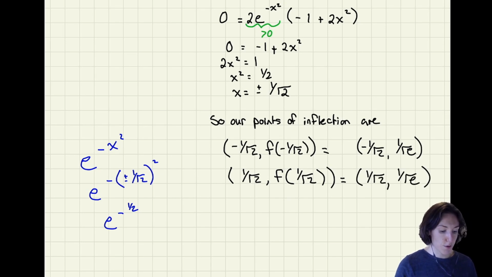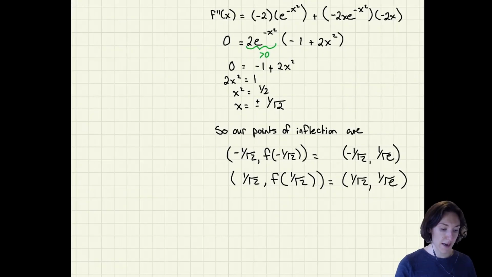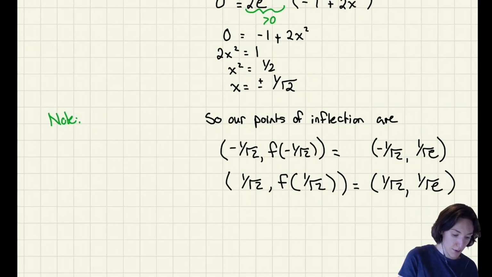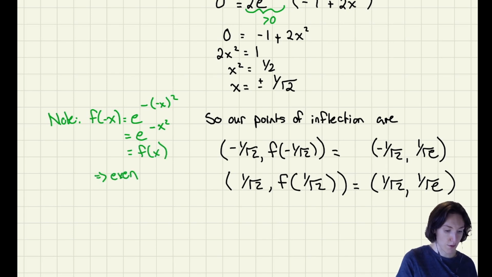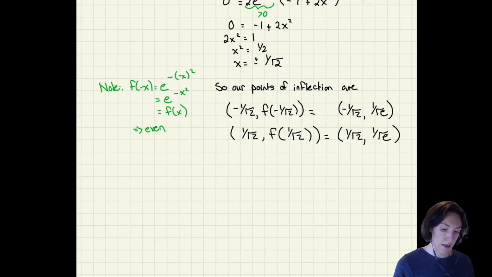And for those of you who talked about even or odd functions in high school, notice that we're seeing the symmetry again. Okay, so if we actually check this, a little note: if we put in f of negative x, we would get e to the power of negative x squared, which would just give us e to the power of negative x squared, which was the same as our function. So our function here is an even function. So the fact that we're seeing these symmetric values, that's a good thing. Okay, points of inflection.